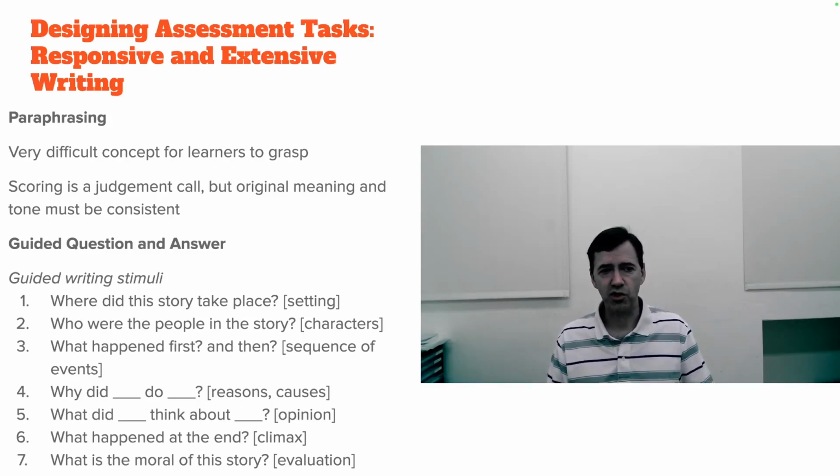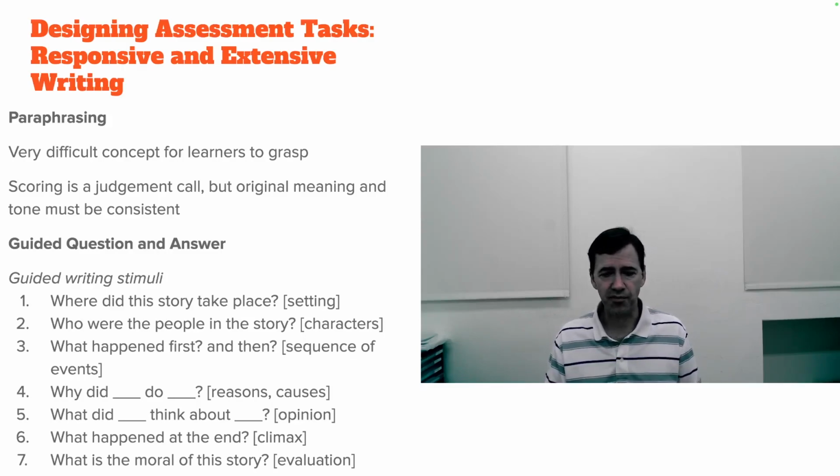So the first type you can do is paraphrase. As you know, paraphrase means to take a text and rewrite it using your own words, but keeping the meaning and the tone the same. And this is a very important but difficult concept for learners to grasp, because first of all, you have to teach students they're not allowed to copy. That's plagiarism. So we teach them how to paraphrase.